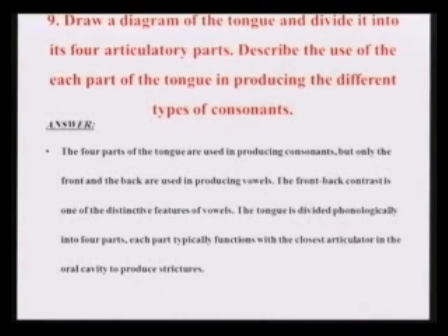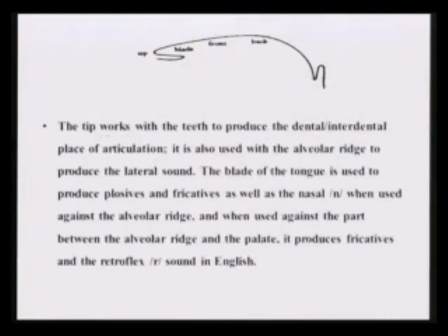The tongue is divided phonologically into 4 parts. Each part typically functions with the closest articulator in the oral cavity to produce strictures. ادي التيب طبعا بيشتغل مع التيث، البليد مع الالفيولار ريدج، الفرونت مع الباليت، والباك مع الفيلم. كل حاجة بتشتغل مع الحاجة القريبة منها. The tip works with the teeth, etc. This is written here, what I have just said.